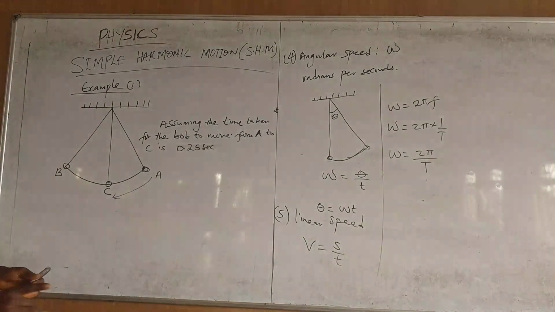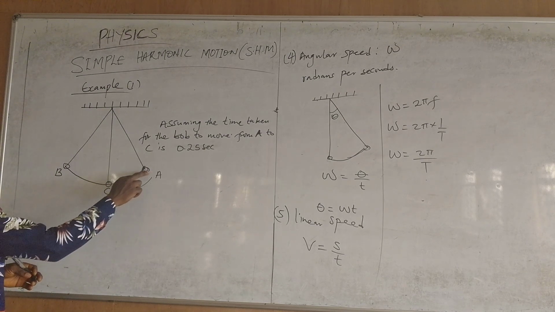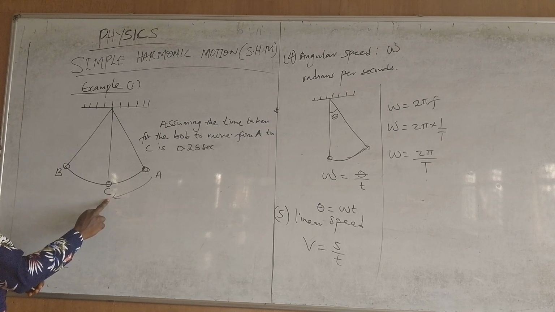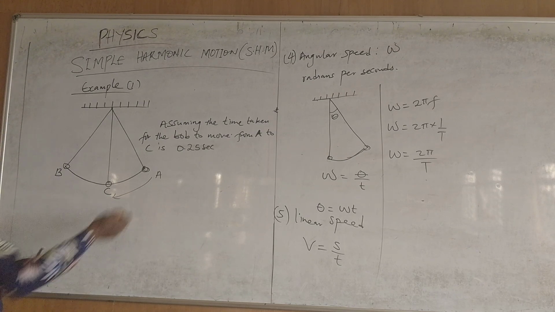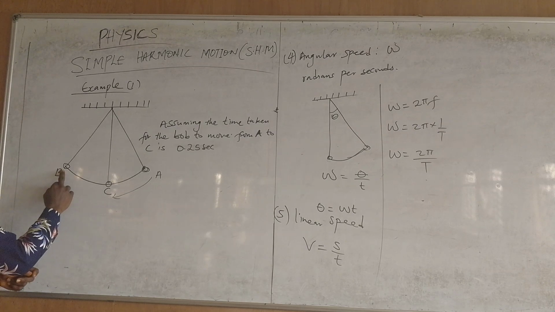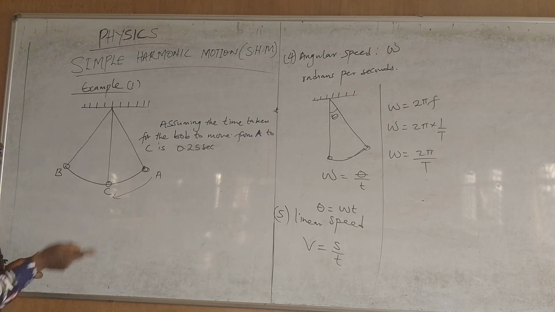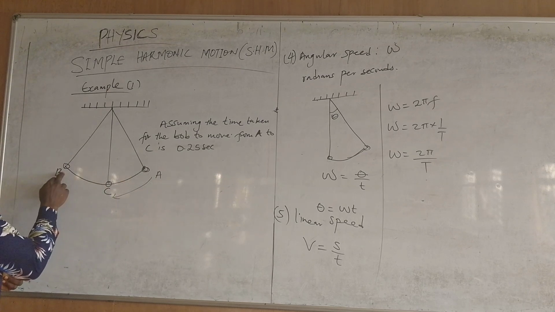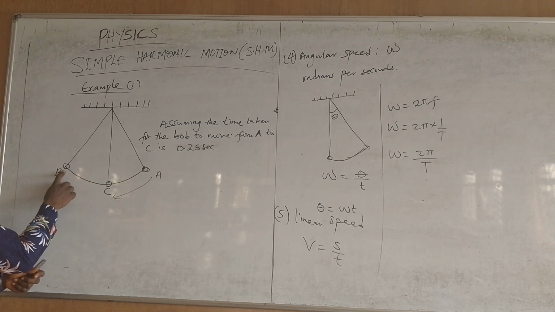Now, you must also define what a complete oscillation is. A complete oscillation, please, for your information, is not from A to C. I told you the other time that half of our oscillation is from A to B, or from B to A. That's half oscillation. A complete oscillation has to be from A to B, then back from B to A.